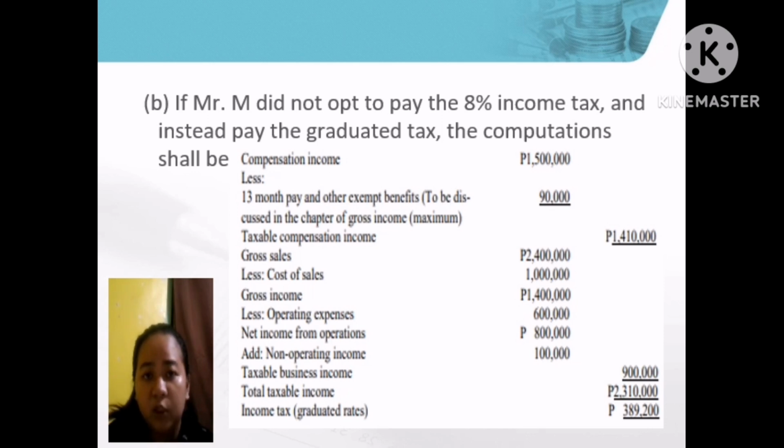So, ang magiging taxable business income po natin ngayon ay 900,000 pesos. Ang magiging total taxable income naman po ay magiging 2,310,000. So, ngayon po, ang ating graduated rates or ang ating income tax na kailangang bayaran ni Mr. M ay 389,200 pesos.